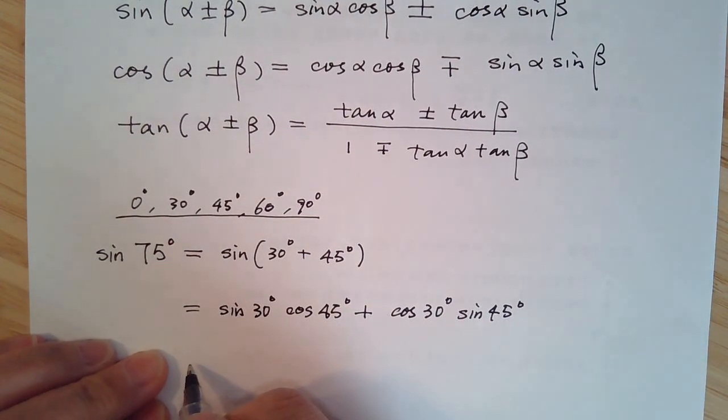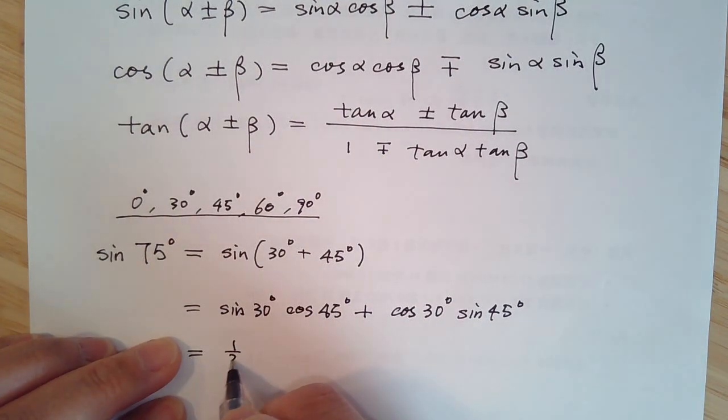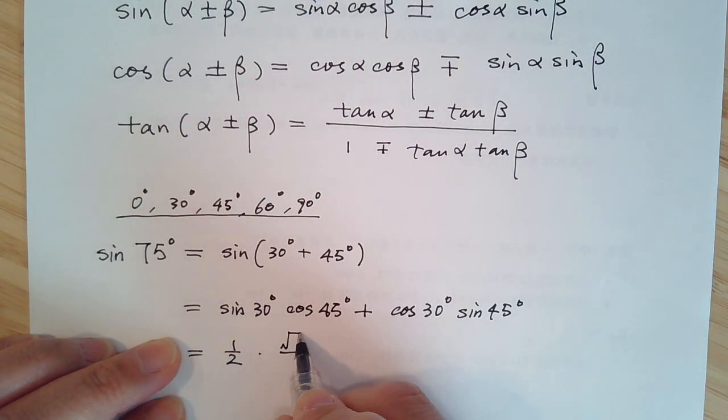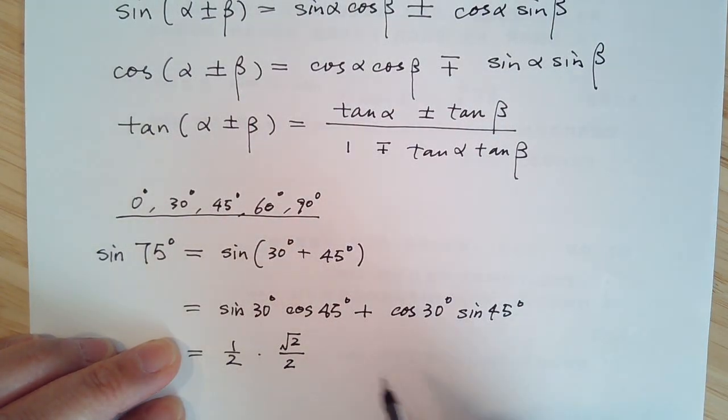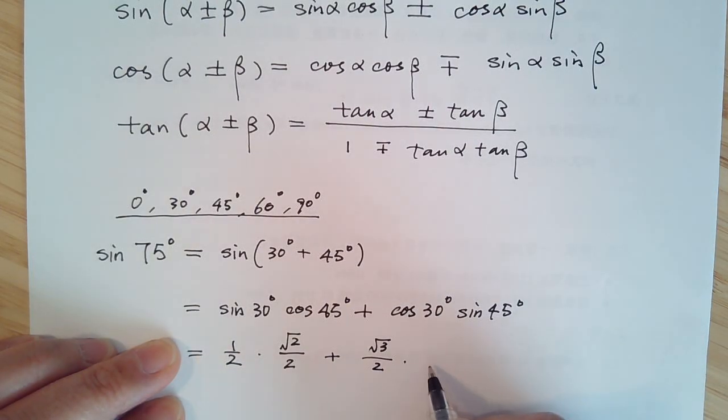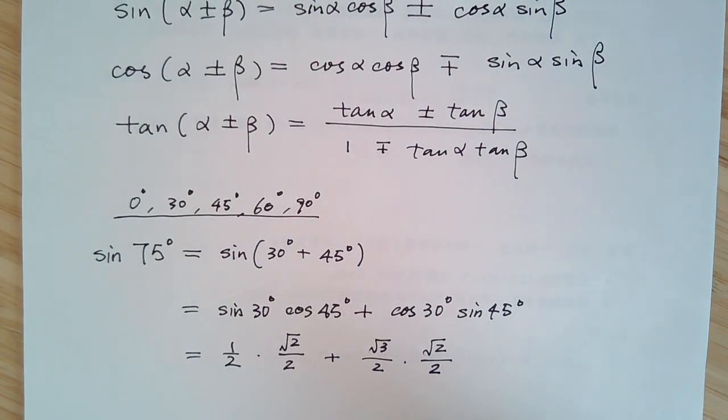So you know sine 30 degrees is 1/2, and the cosine 45 degree is root 2 over 2, plus cosine 30 degree. Do you remember what cosine 30 degree is? It's root 3 over 2, and the sine 45 degree is again root 2 over 2.